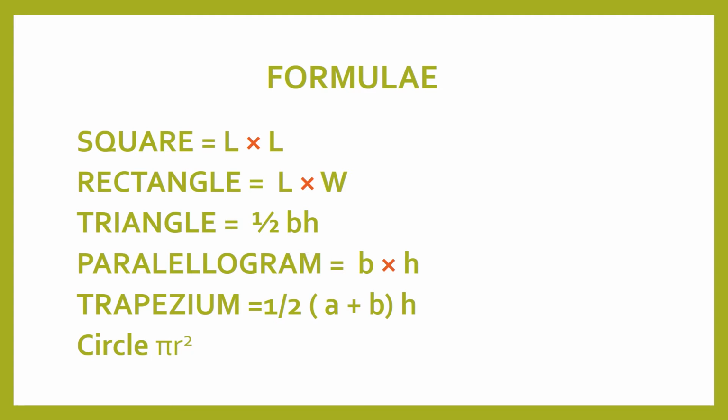Area. Square from class 4, length times length, or side times side. Rectangle, length times width. Triangle, half base times height. Now in class 7 you're saying that parallelogram is base times height. Trapezium, half bracket a plus b times height. Remember, height is the perpendicular height, and a and b are the two parallel sides. And then also in class 7, the area of a circle is pi r squared. So pi times radius times radius. So let's see how some of the examples are.